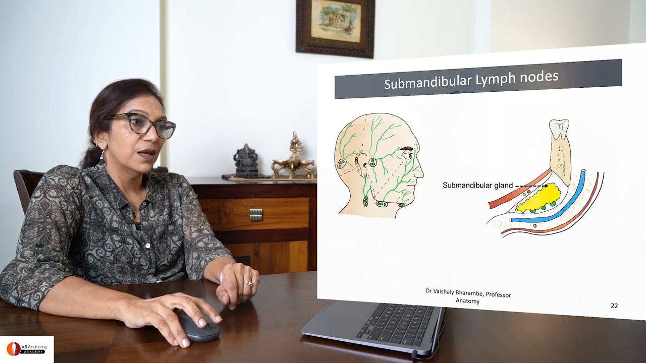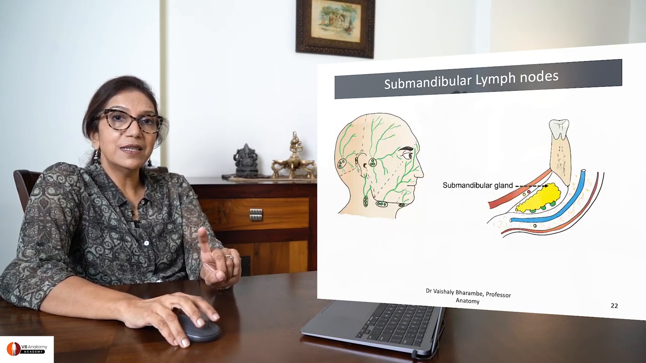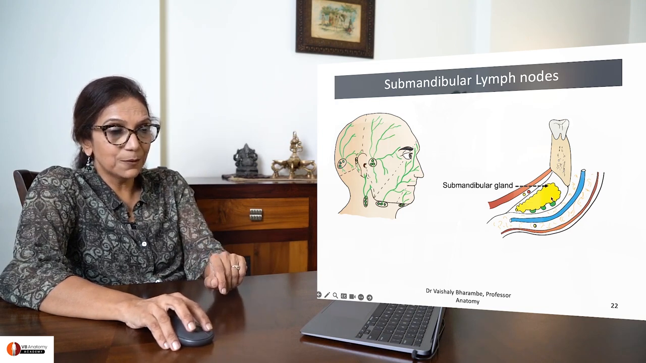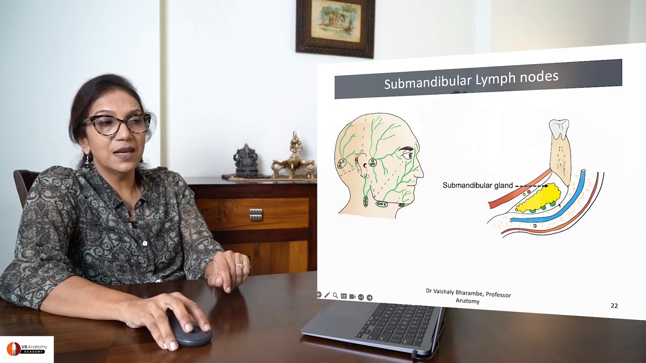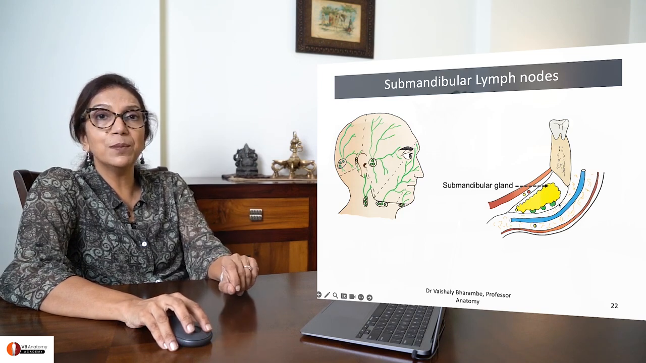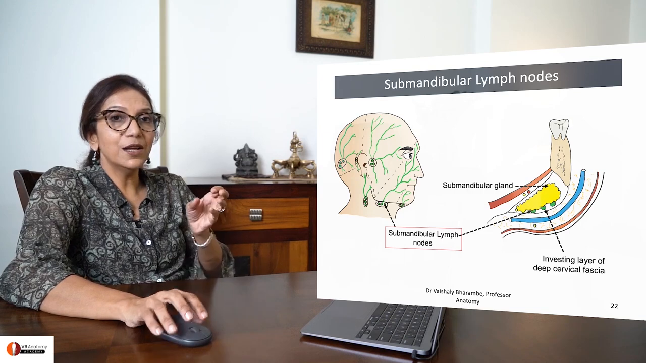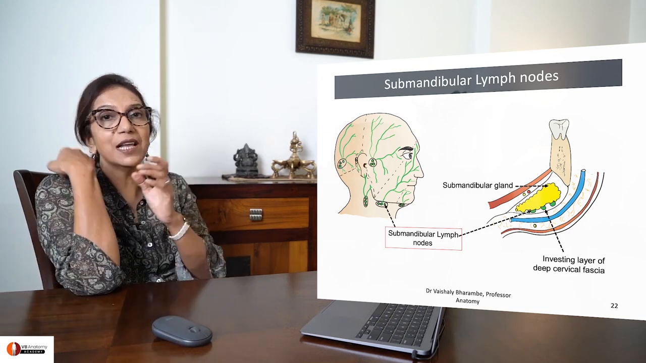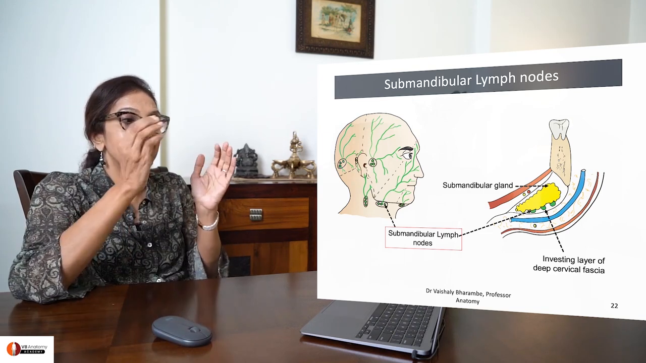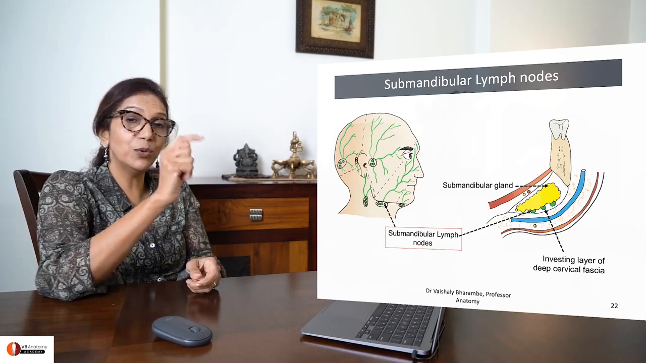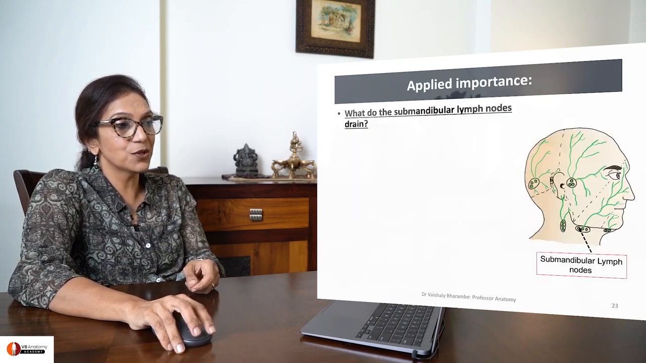Right. So now the next thing we consider are the submandibular lymph nodes. First there is a gland. You can see it here. On its surface are lymph nodes called submandibular lymph nodes. These are enclosed within the same investing layer of deep cervical fascia that splits to enclose your submandibular gland. So they are deep to the investing layer of deep cervical fascia.